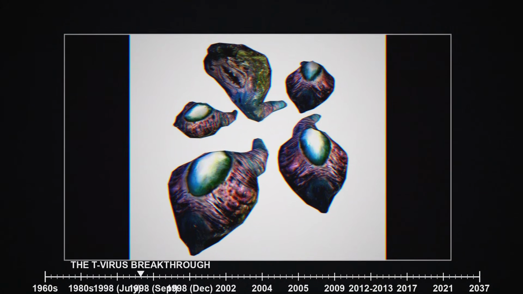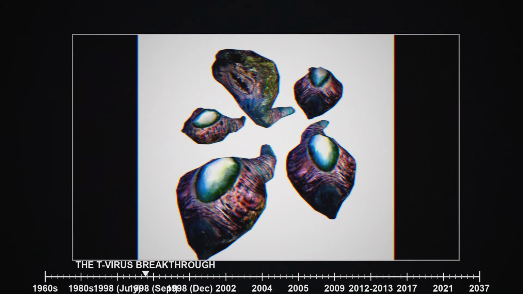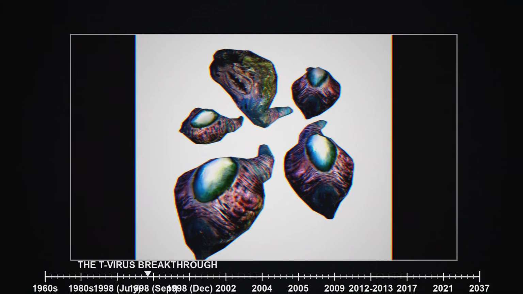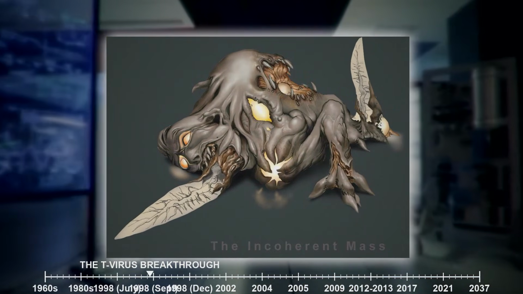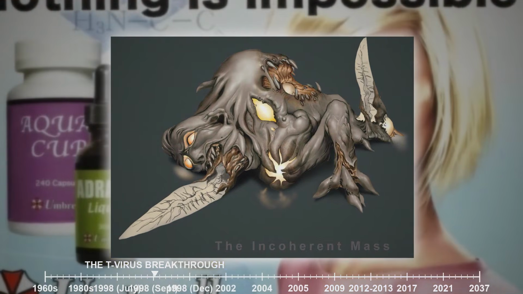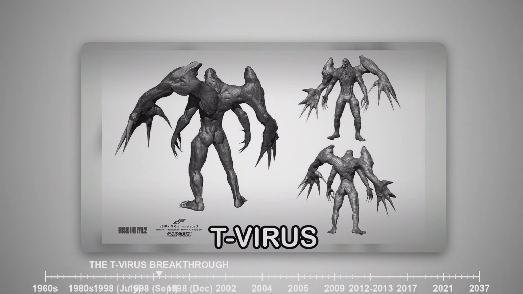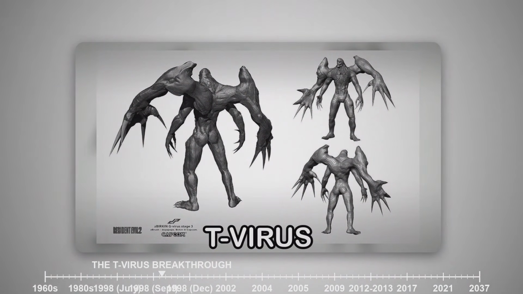Marcus chose an unusual subject for his experiments: leeches. These creatures possessed remarkable regenerative abilities and a primitive but efficient nervous system. When Marcus successfully combined progenitor with leech DNA, he created something entirely new. He called it the tyrant virus, or T-virus for short. This would become the most infamous pathogen in Umbrella's arsenal, and eventually in human history.